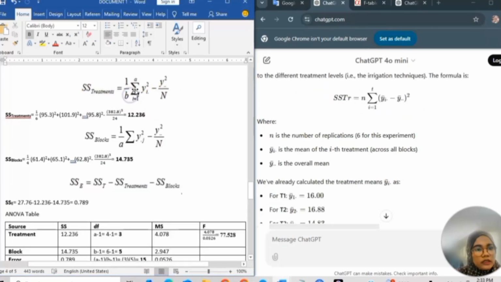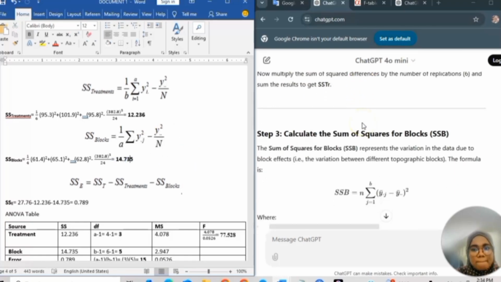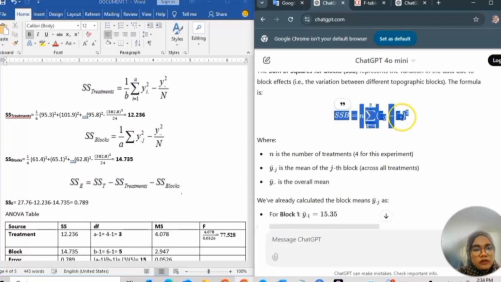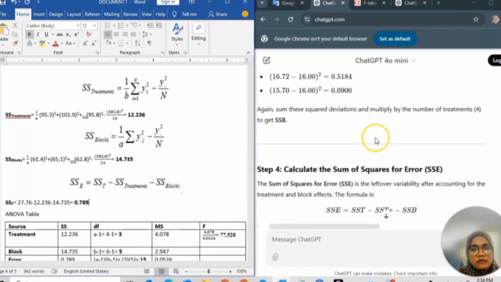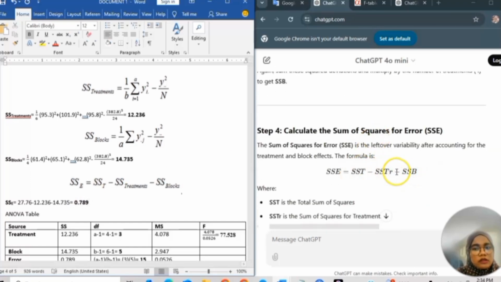Next, I use this formula to find the SS treatment, and the answer is 12.236. But AI ChatGPT uses another formula. Next, for SS block, I use this formula, and the answer is 14.735. But AI ChatGPT uses another formula. To find the SSE, I use this formula, and the answer is 0.789. For SSE, the formula AI ChatGPT uses is the same as mine.